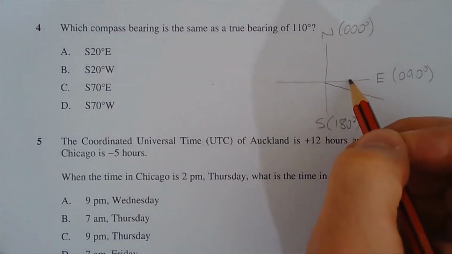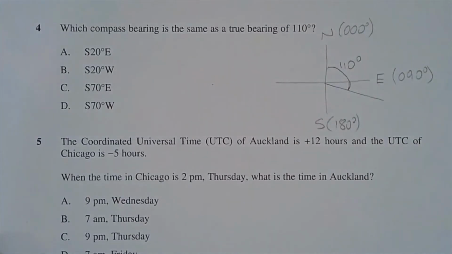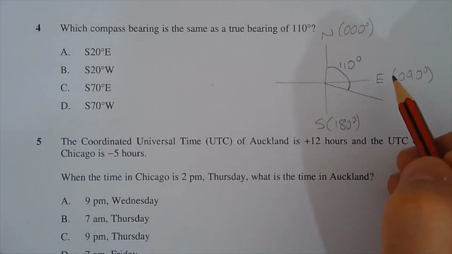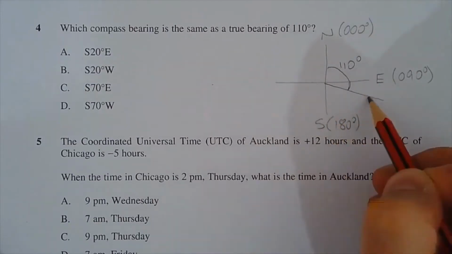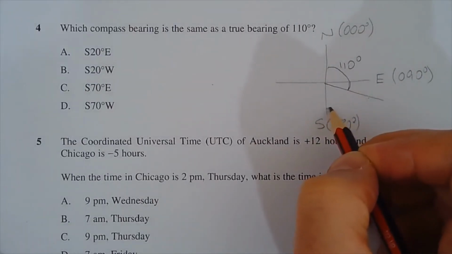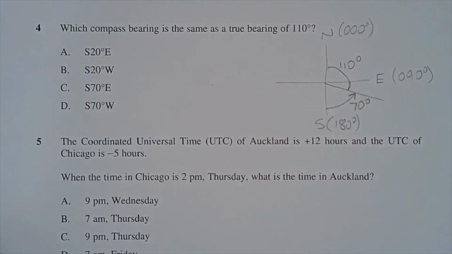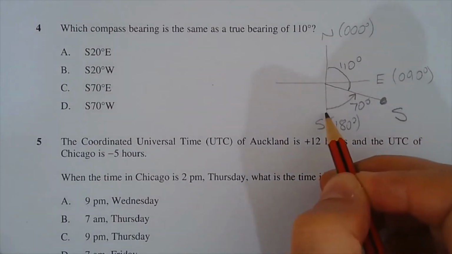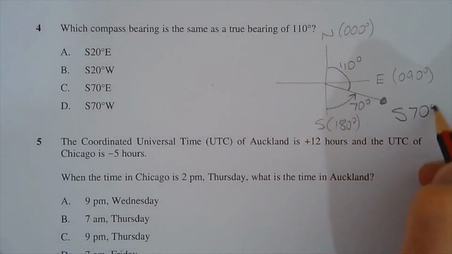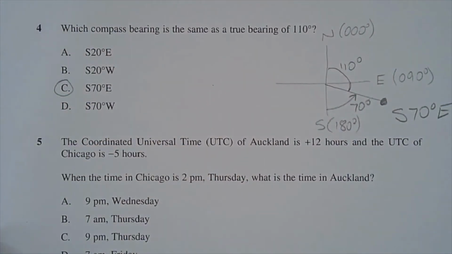So there's 110 degrees. That's going to be south 70 degrees to the east, because from south measuring back towards east, we need to go back 70 degrees. So this bearing here is south 70 degrees to the east. And so the answer is C.